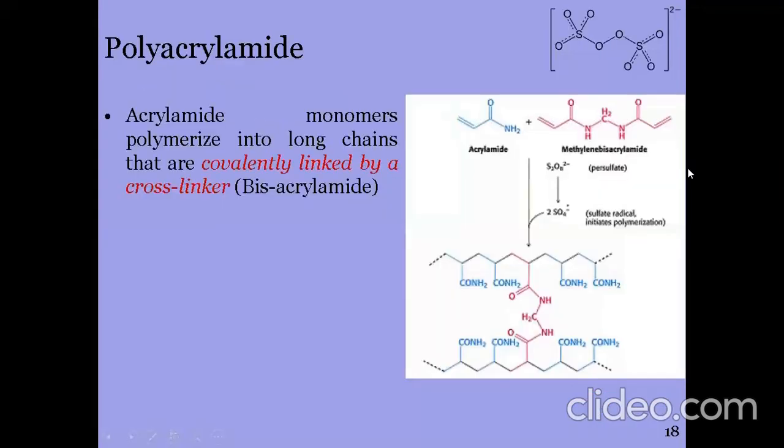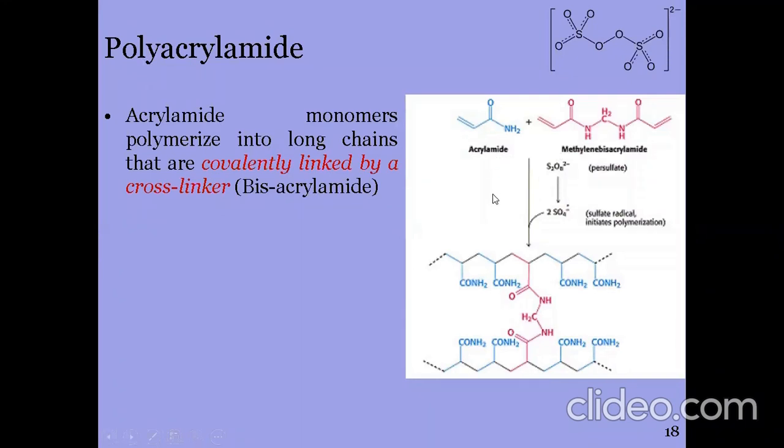Okay, and next is polyacrylamide gel. Acrylamide monomers polymerize into long chains that are covalently linked by a cross-linker, bisacrylamide. So for polyacrylamide gels, we will be having two things: one is acrylamide and the other is bisacrylamide. They combine and cross-link together, and it will form a polyacrylamide gel.